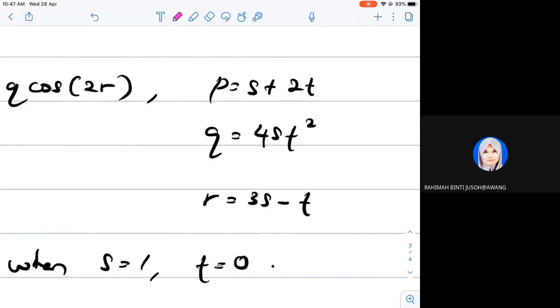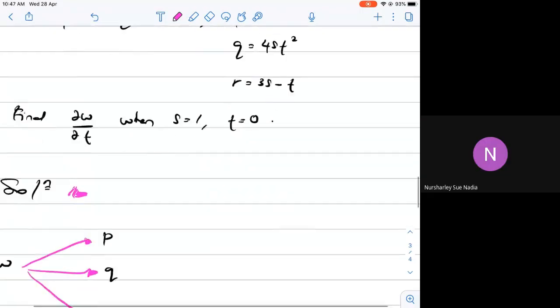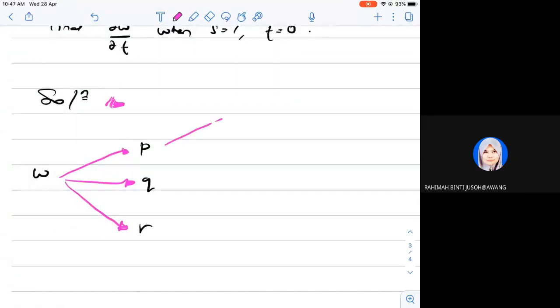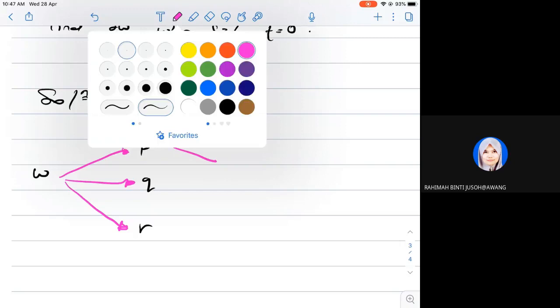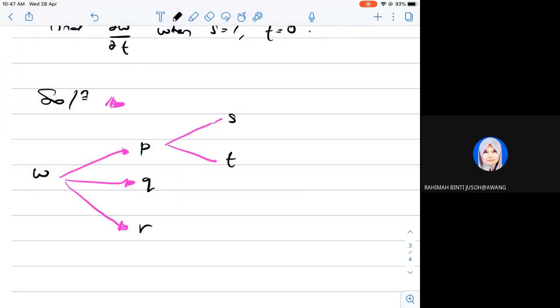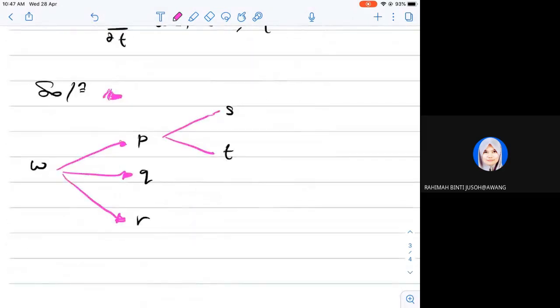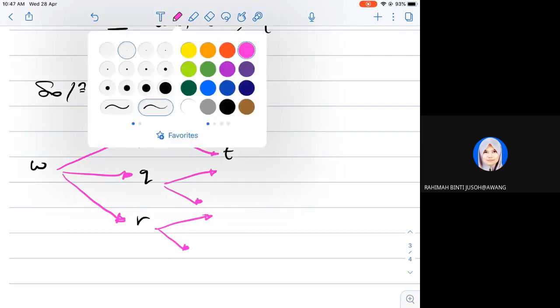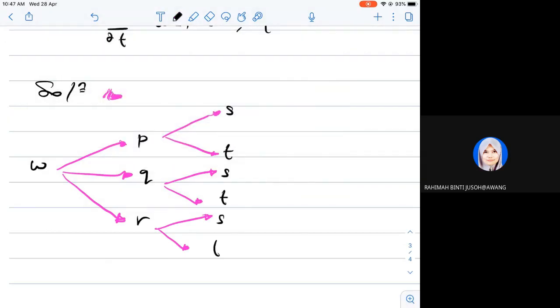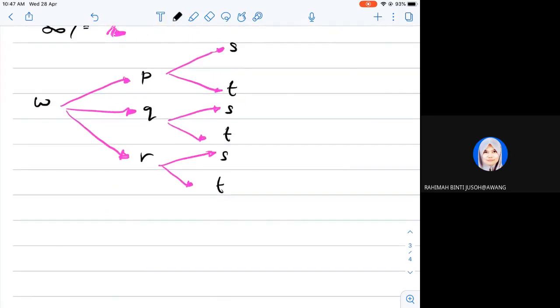Okay, so now P consists of how many variables? Ni P ni. S dengan T. 2 variables. Yes, 2 variables. So pecah lagi. Dia ada lagi 2. So dia ada ST. Macam tu. Sama jugalah dengan for the rest of this function. Kita ada S dengan T juga untuk Q. Pecah 2. Ini pecah 2. Okay. S dengan T, S dengan T. Alright. Now, the process involved here, of course, this is del W over del P, del W over del Q, del W over del R.